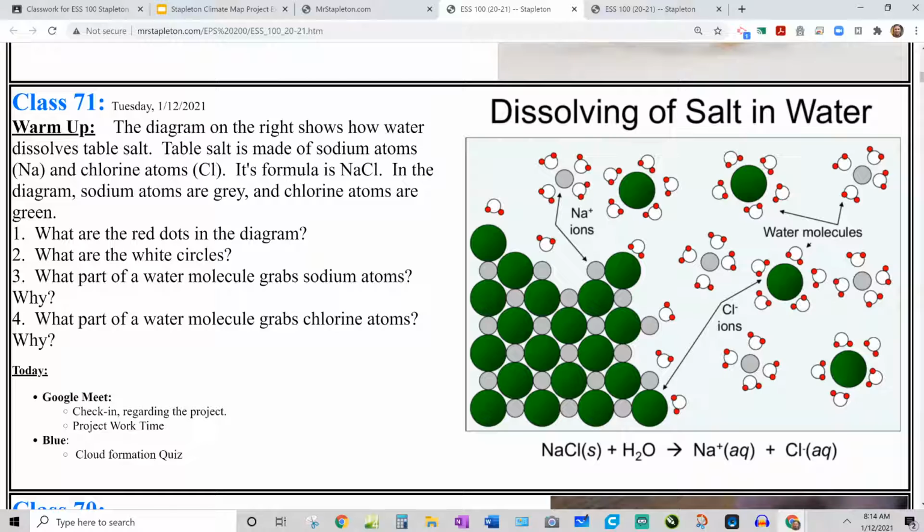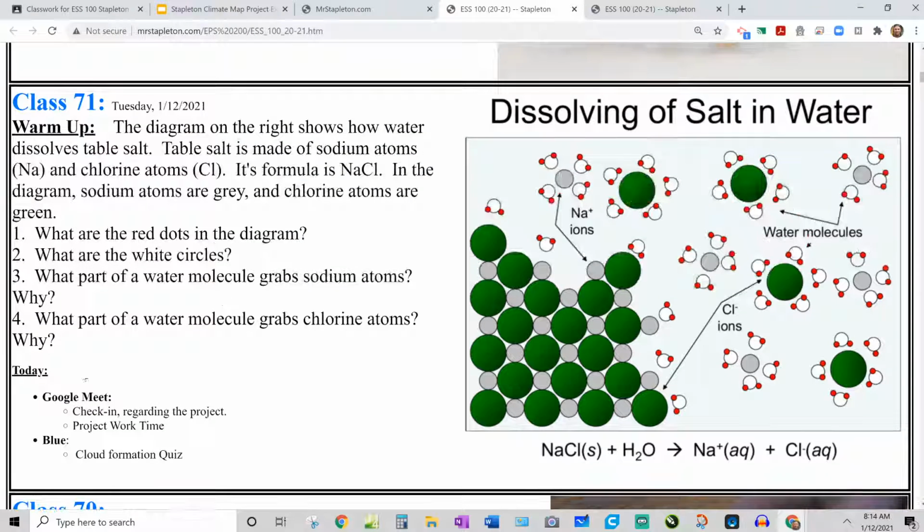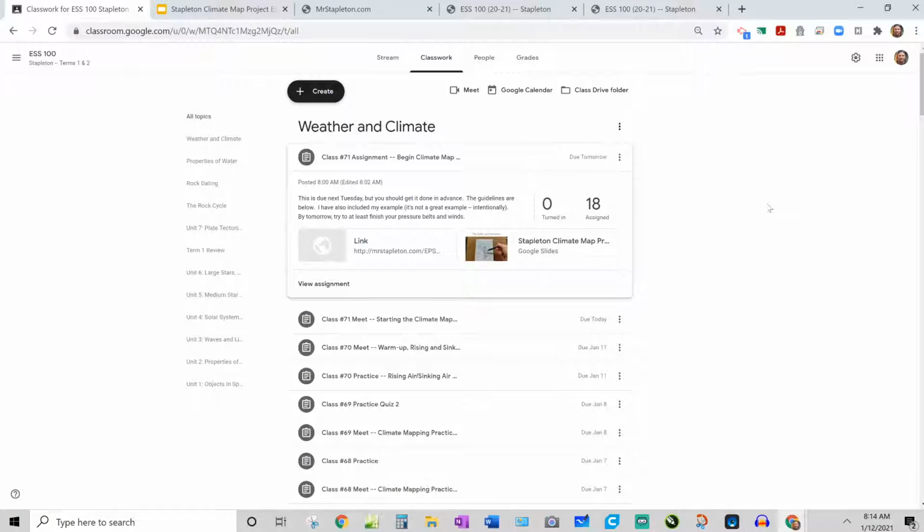All right, Google Meet, check-in regarding the project work time. So this isn't really a check-in because I should change that to say I need to give you instructions regarding the project. So let me go to Google Classroom and I'll show you what I just put in there.